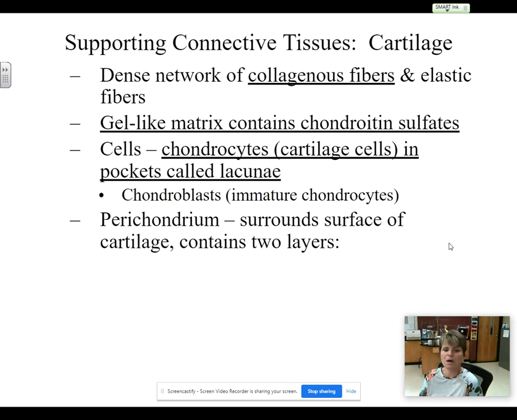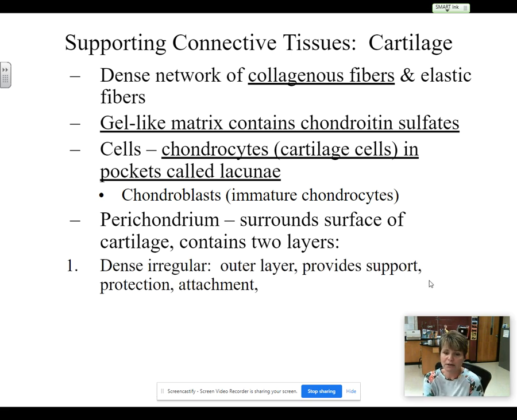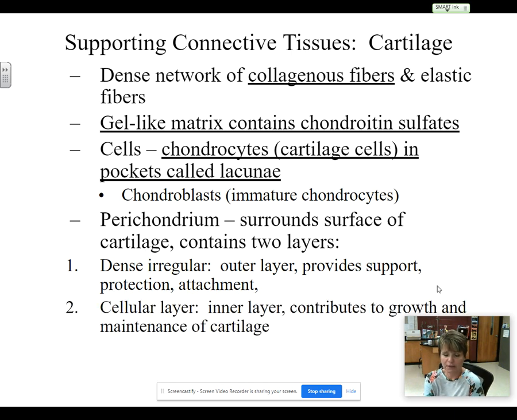There is also a perichondrium that surrounds cartilage, just like there is a periosteum that surrounds bone. And the perichondrium has two layers, just like the periosteum of the bone has two layers. There is an outer layer of connective tissue. Specifically, it's made of dense irregular connective tissue.